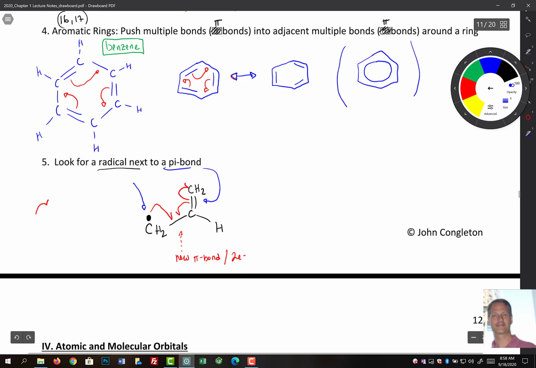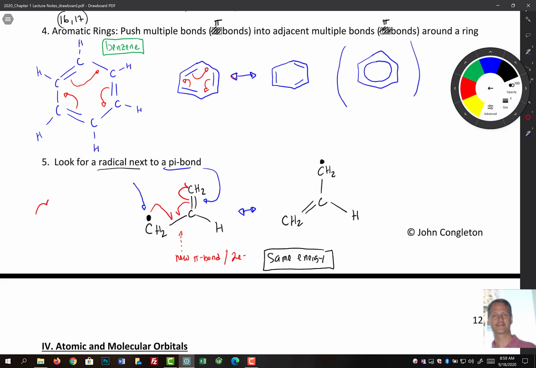So again, more arrows on this. You kind of get used to it over time. But that would give you this, your other resonance structure. And these have the same energy. So again, 2 resonance structures here with equal energies.